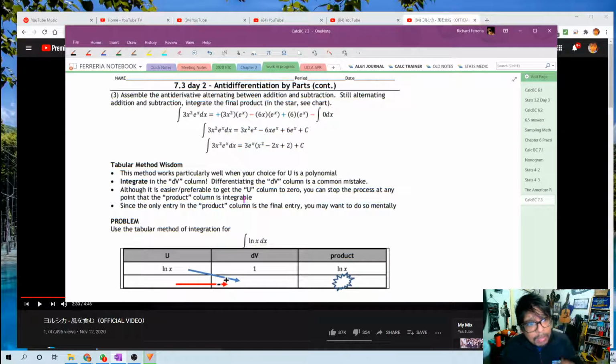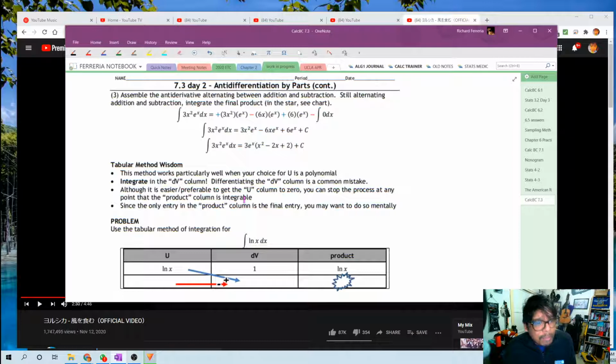But we should talk about some wisdom here. Firstly, this method works really well if your choice of u is a polynomial. If you have u as a polynomial, you can bet that you're going to get down to a 0, which makes this really nice.